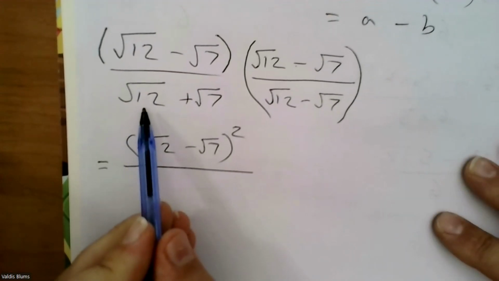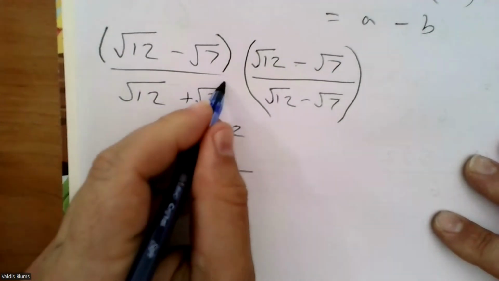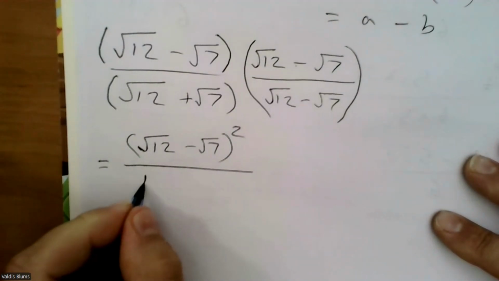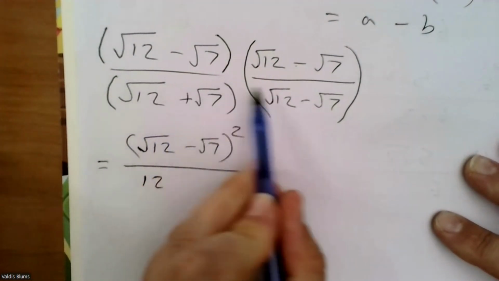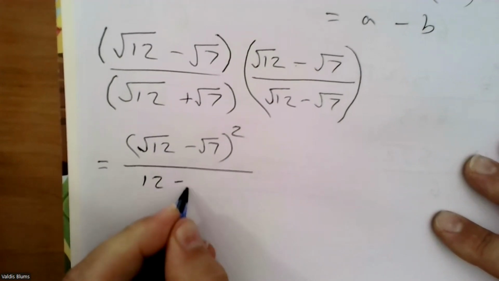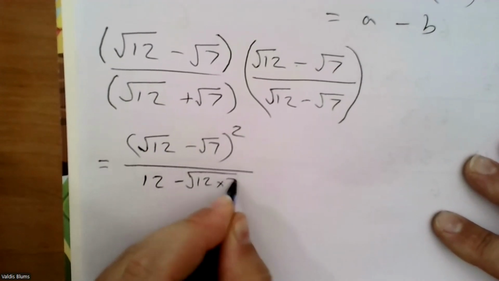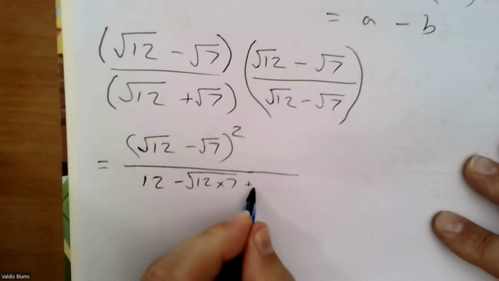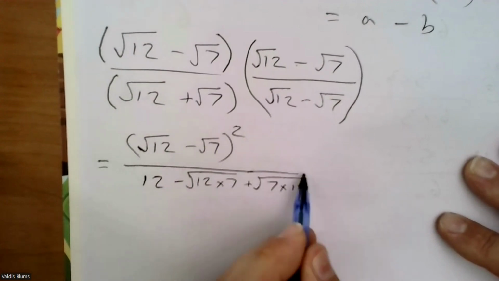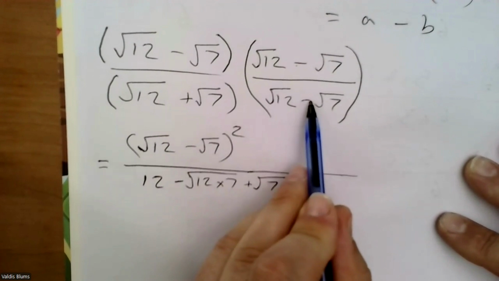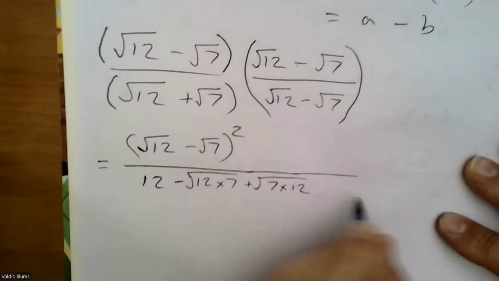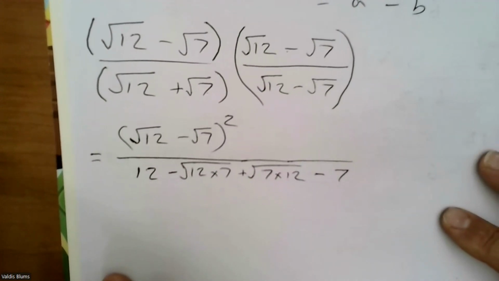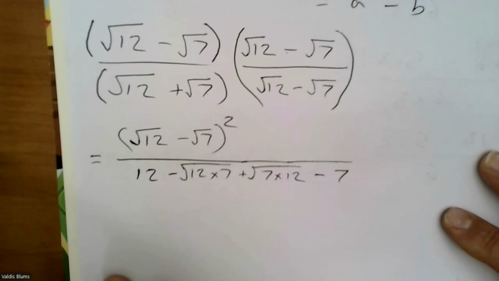And on the denominator, well, let's expand this out. So again, this could have brackets there. So you have square root 12 times square root 12, so we have 12. Square root 12 times negative square root 7, so negative square root 12 by 7, plus square root 7 by 12. And then minus square root 7 by square root 7. So minus square root 7 squared, so 7. Because again, that minus is on the outside of both the square root and the squared.